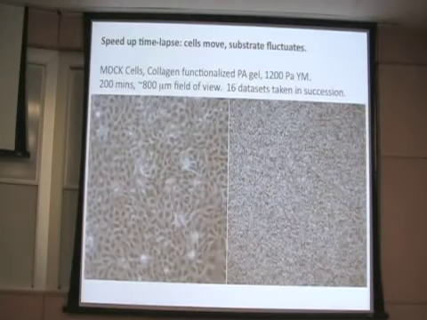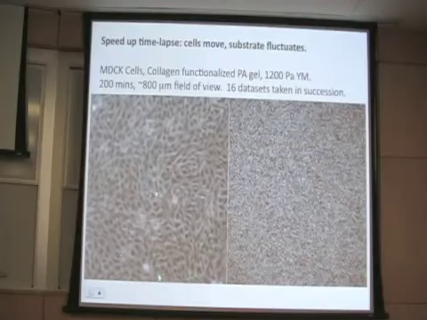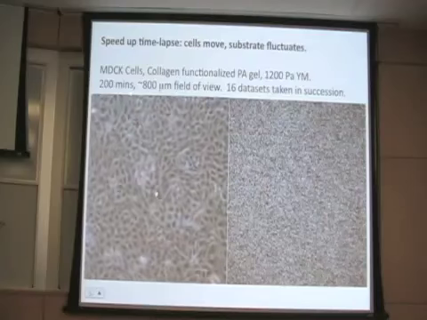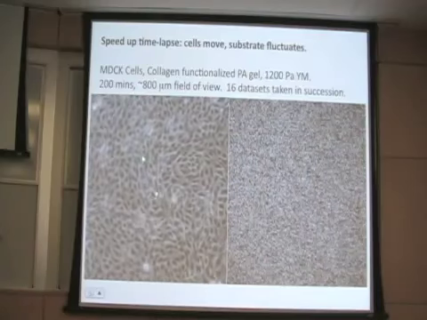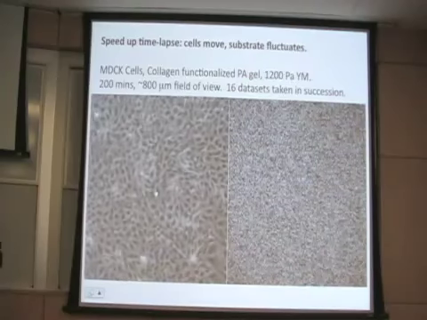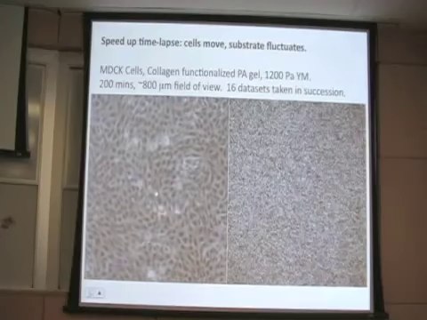So, okay, just to get to it. This is a movie, just a sample of data that we would see. These are MDCK epithelial cells. It's about an 800 micron field of view. We take 16 of these data sets in succession to get many density points. So you start off at low densities and go to high densities. And this is how they move together.